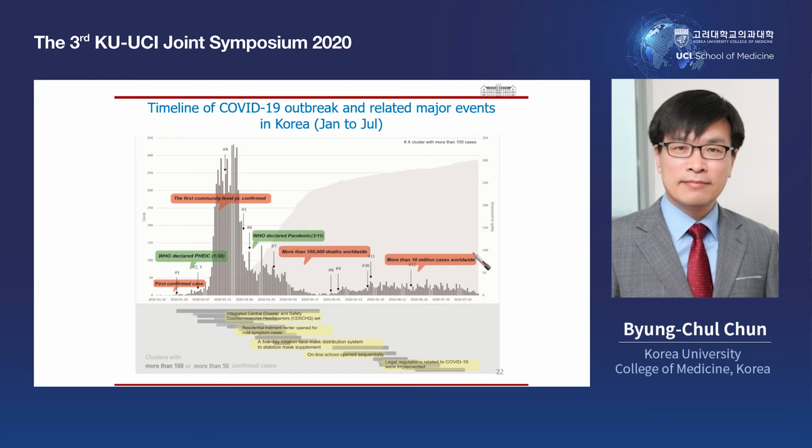And I made a timeline of the COVID-19 outbreak in Korea, marking some big clusters here. This number represents a cluster with more than 100 cases. So from January to August, there are about 12 big clusters in this outbreak.